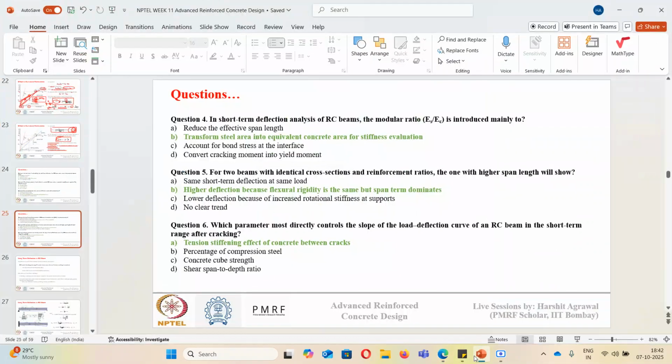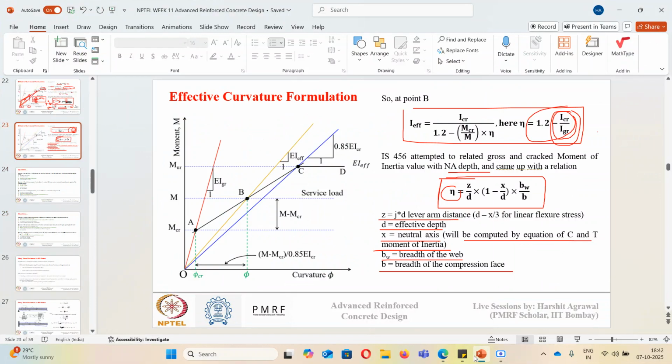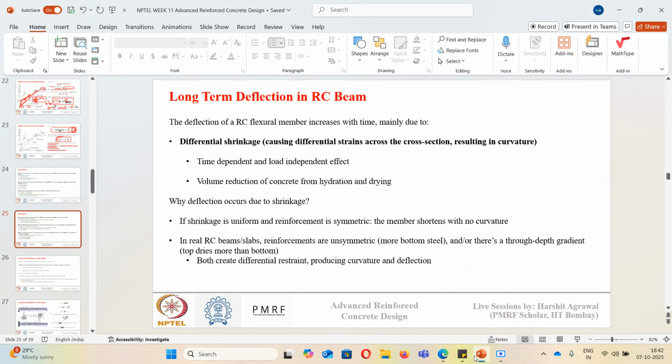Okay. So this was about short-term deflection. Now we'll see one numerical, but a little bit later. First, after talking about long-term deflection also, then we'll see a numerical combining both. So till now we have talked about deflection due to loading.